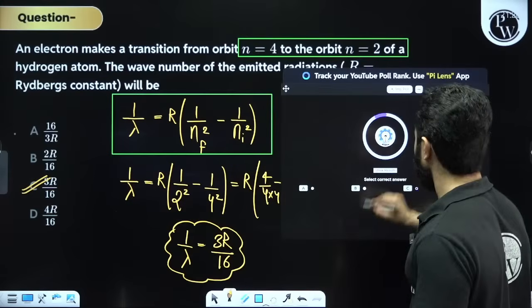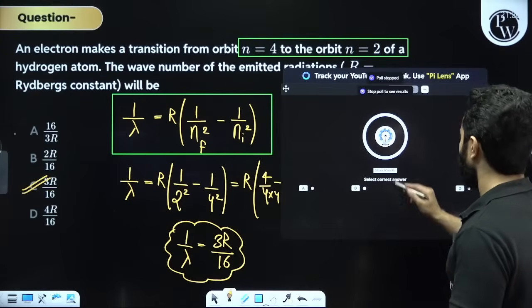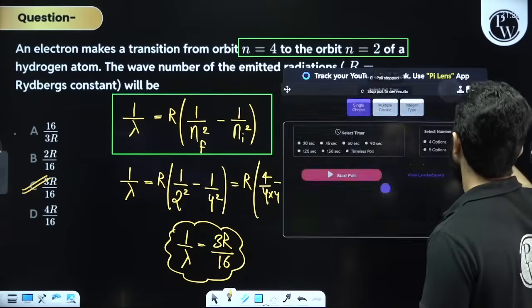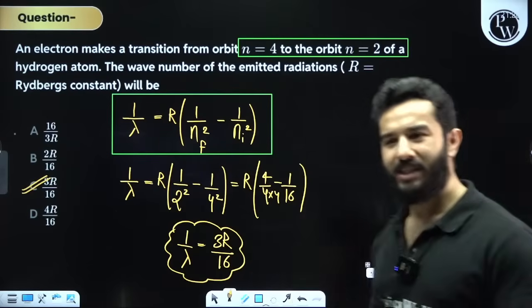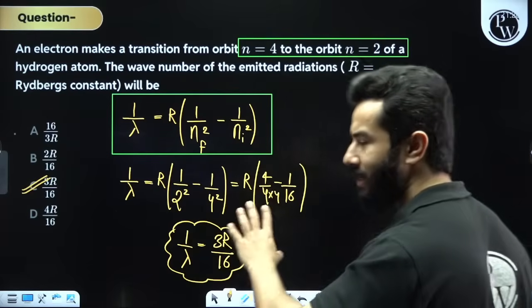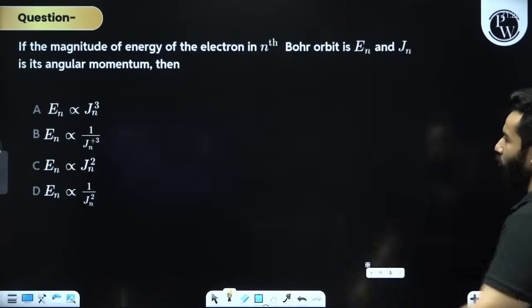C is the correct answer according to me. Poll is stopped. Yeah, good. Moving on to the next one. Very basic, but please solve questions like this. Definitely you will get 1 or 2 questions from here.